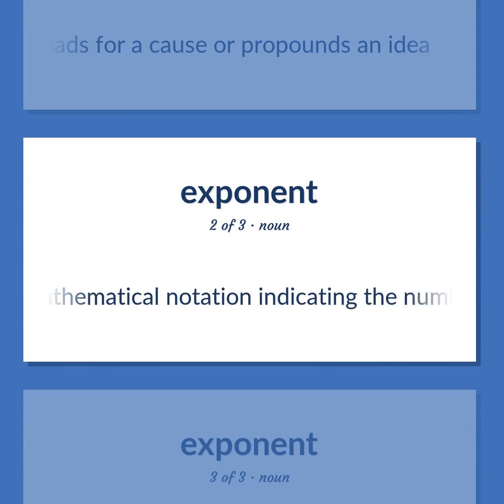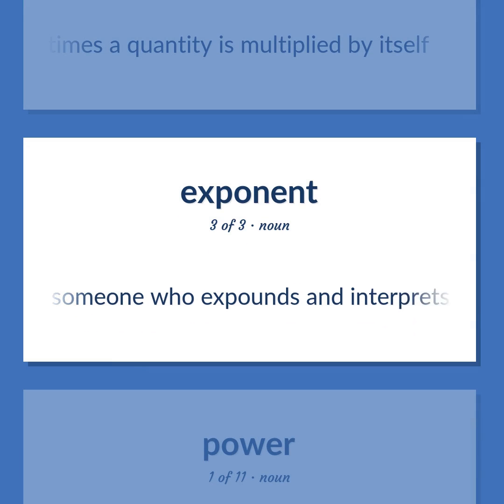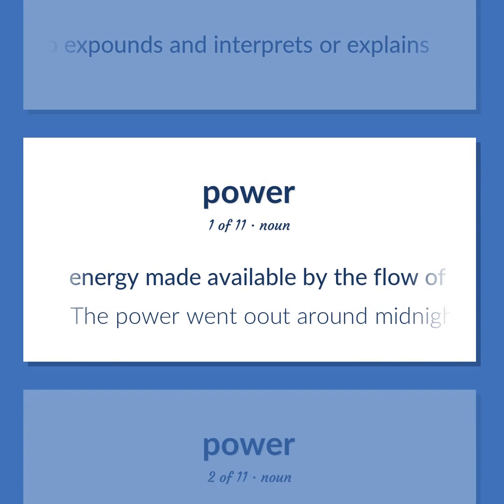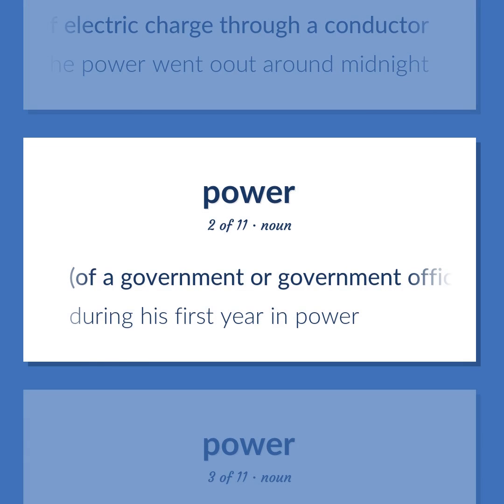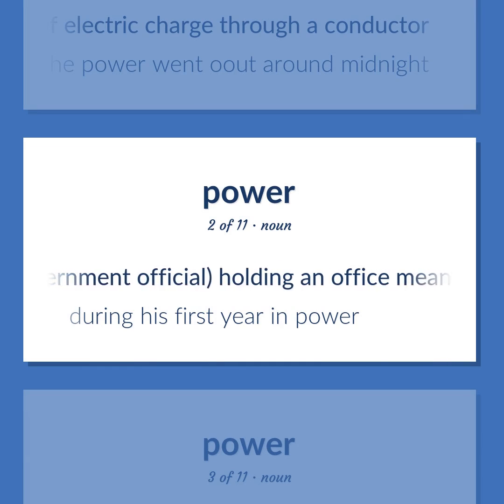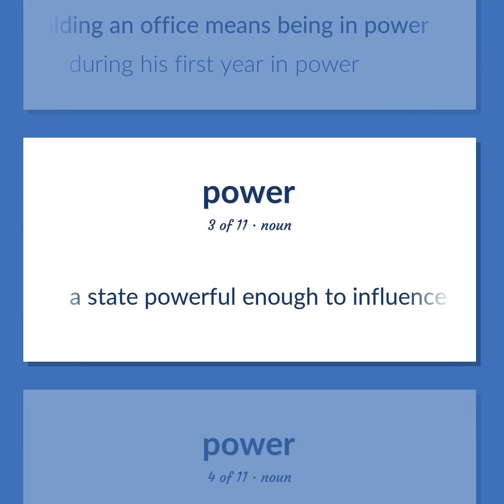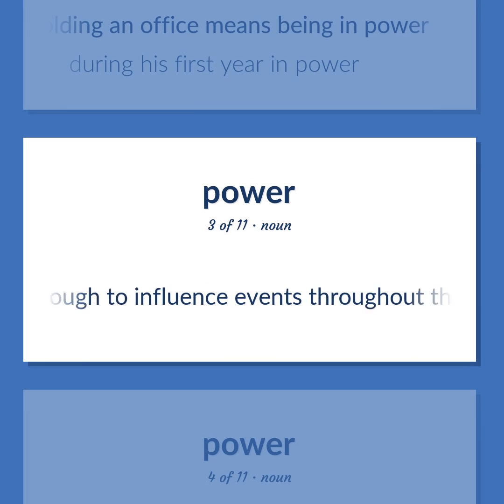A mathematical notation indicating the number of times a quantity is multiplied by itself. Someone who expounds and interprets or explains. Energy made available by the flow of electric charge through a conductor. The power went out around midnight. Of a government or government official, holding an office means being in power. During his first year in power. A state powerful enough to influence events throughout the world.